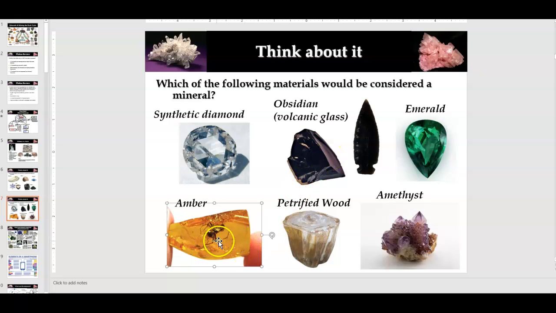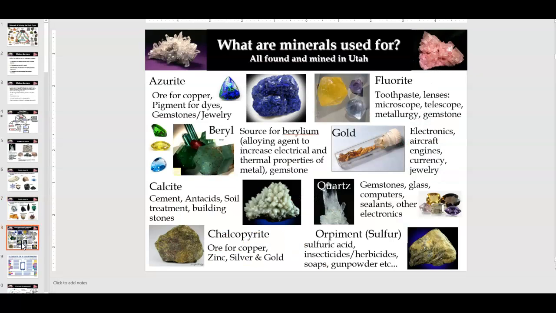Amber is organic in nature. It's usually tree sap. Same thing for petrified wood. If you actually look at the quartz inside of it or the calcite inside of petrified wood, that could maybe be a mineral, but the wood itself, no. Okay, so these are just examples of some of those and how we use it. We use it for lots of different things.